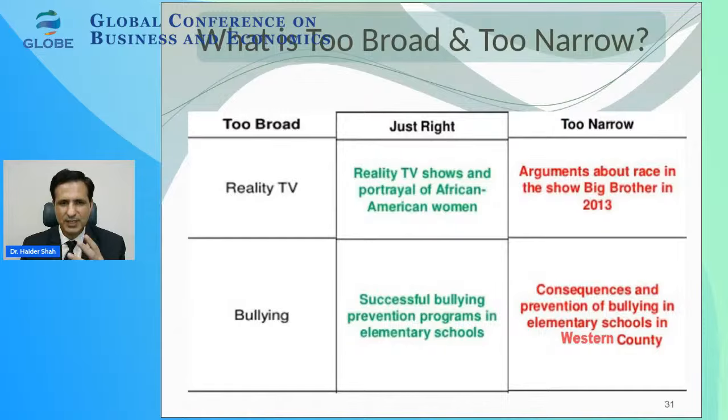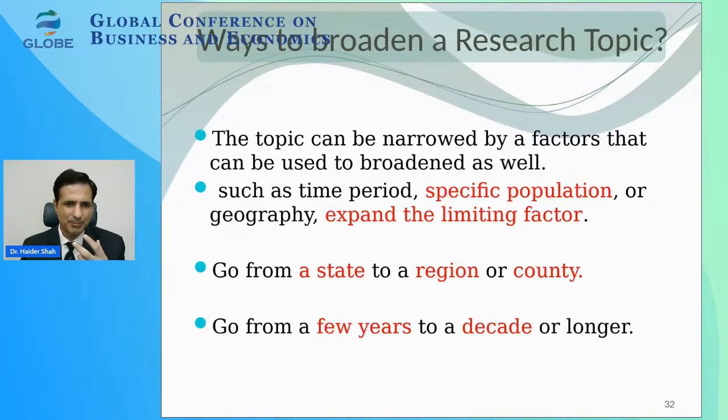So now, this is just an example. What is a too broad and too narrow topic? For example, a too broad topic could be reality TV. Okay, very broad topic. What is reality TV? What are we trying to investigate? We are not sure. A too narrow topic could be arguments about race in the show Big Brother in 2013. That is too narrow, only related to one event. So what is the just right topic? That could be reality TV shows and portrayal of African American women. So now you see that is the kind of just right topic selection, how we can have the appropriate one. And then ways to broaden our research topic.